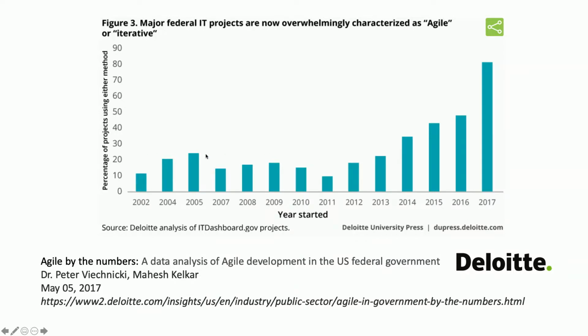This chart here just kind of shows how frequently IT projects from the federal government are using the phrases agile or iterative. This only goes to 2017. I expect more recent data to be even higher, but very clearly there's a strong preference towards being agile in some way, shape, or form.